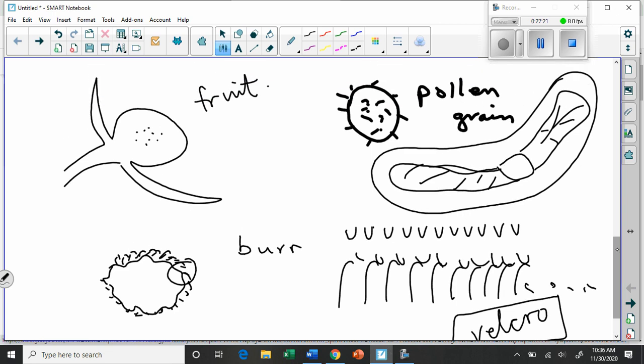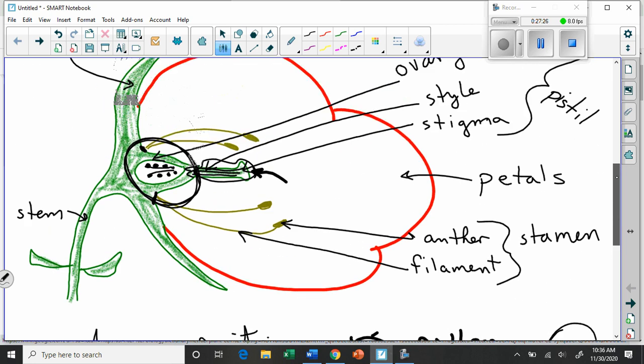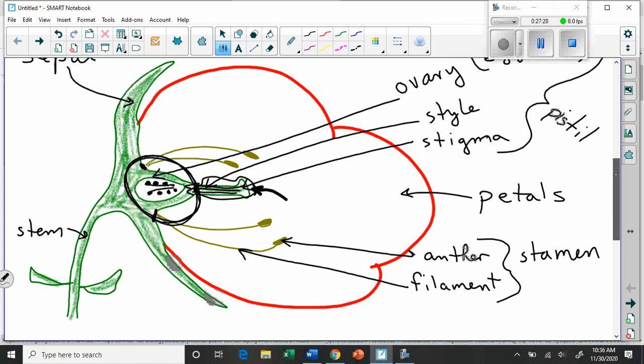Interesting. See, plants are pretty cool. We can learn a lot from them. Anyway, we'll stop there because that's the flower. And that's basically how it works. It is an organ, another example of a plant organ.